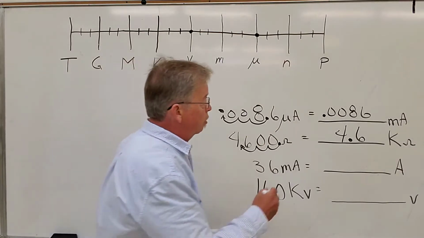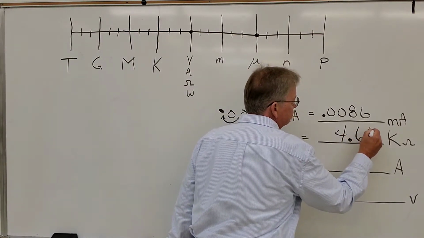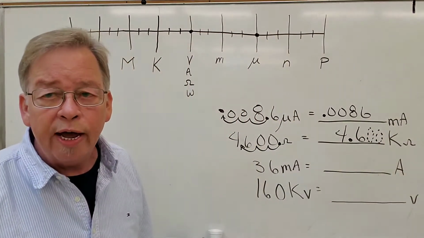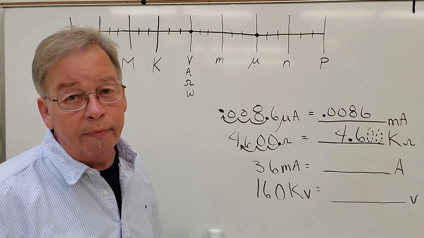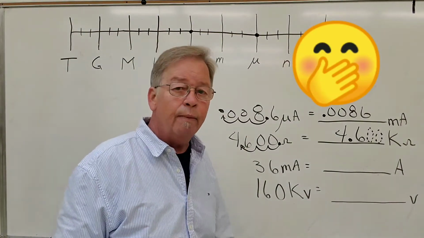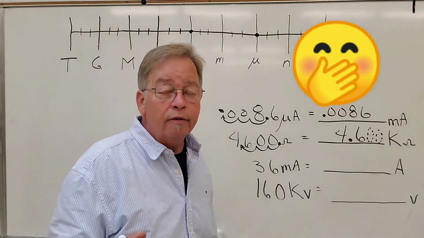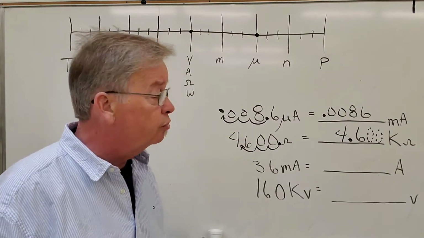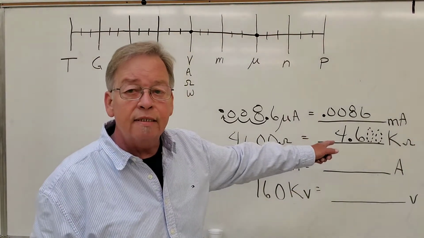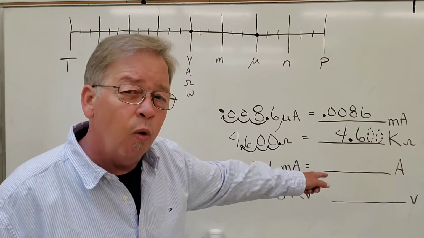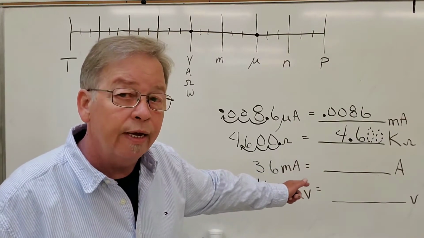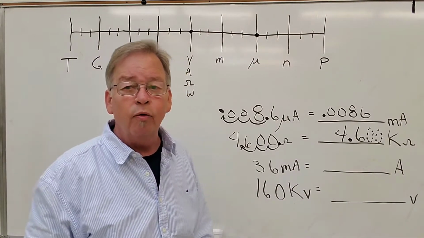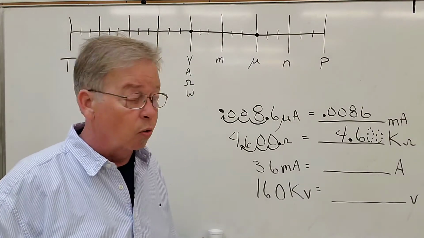Now, how about them zeros? Can I put those zeros? Yes, I can put those zeros, but they really don't count for anything, so I don't see the point. Me, basically, if I don't have to do something, typically, I'm not gonna. So if I don't have to put those zeros, I'm not gonna, but don't let that confuse you. 4.600 is the same quantity as simply 4.6. So 4.6 kiloohms and 4.600 kiloohms, same value. Don't worry about it.